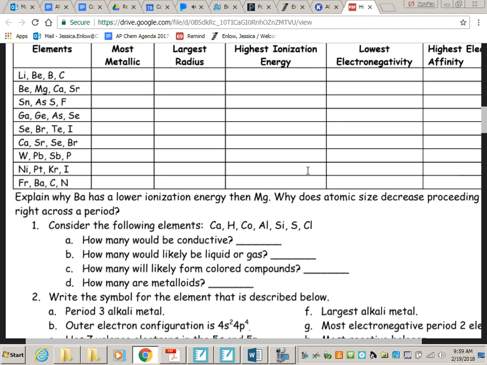Okay. Lowest electronegativity. Why lithium? Why is lithium the lowest electronegativity? Lowest Zeff. It's like, nah, I don't really care to share electrons or want electrons, you can have them. So it doesn't have a high want for electrons.